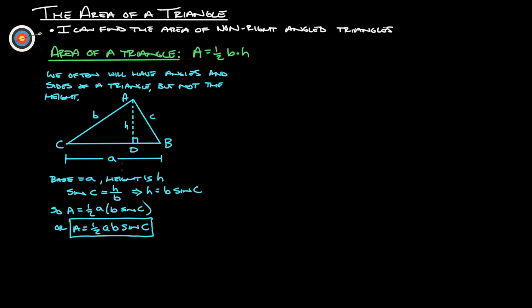Now, here's the cool thing. Let's say this is sine of C, our angle. Sine of C is the opposite side over the hypotenuse. In this case, the opposite side is h and the hypotenuse is b. So the sine of angle C is going to be h over b. If we multiply both sides by b, the b's go away, and we simply have h equals b sine C.